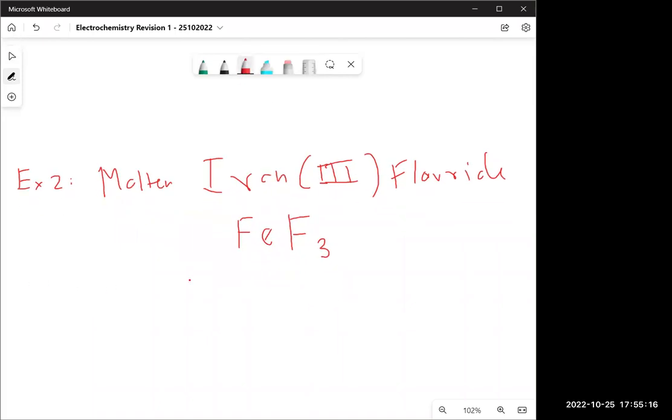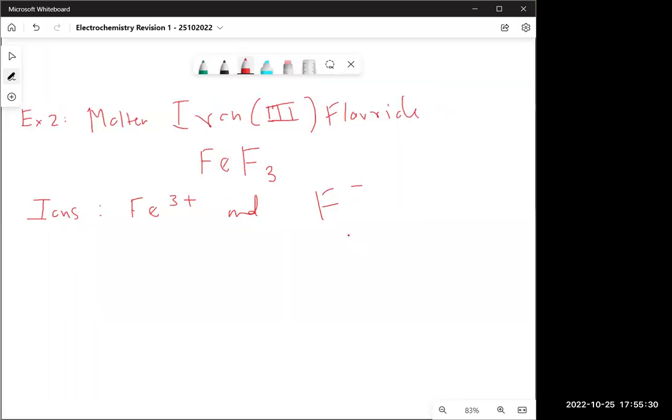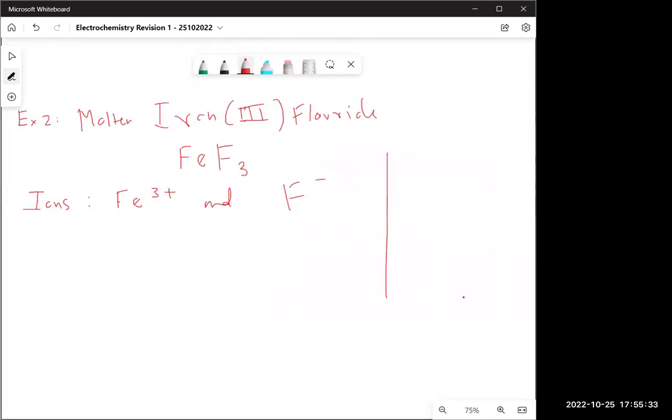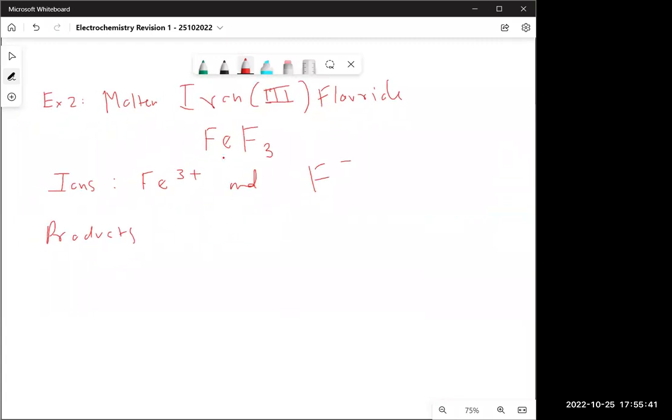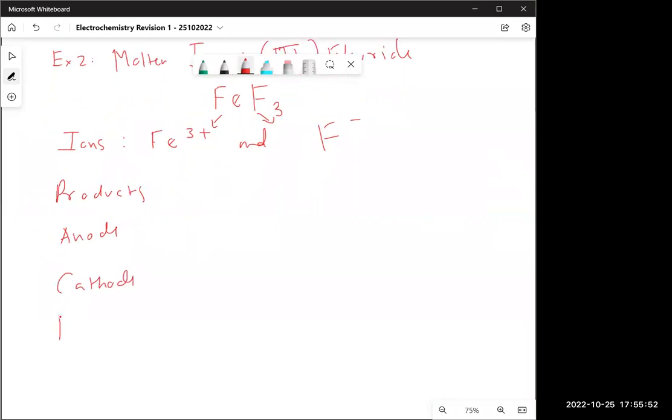Now I'll give you the ions as well. Ions are Fe3 plus and F minus. Now your job is, we're not going to draw the electrolytic cell. What we're going to directly do is write the products. Start writing this as well in your notebook. Now the products are at anode, at cathode, and remaining on left in solution.